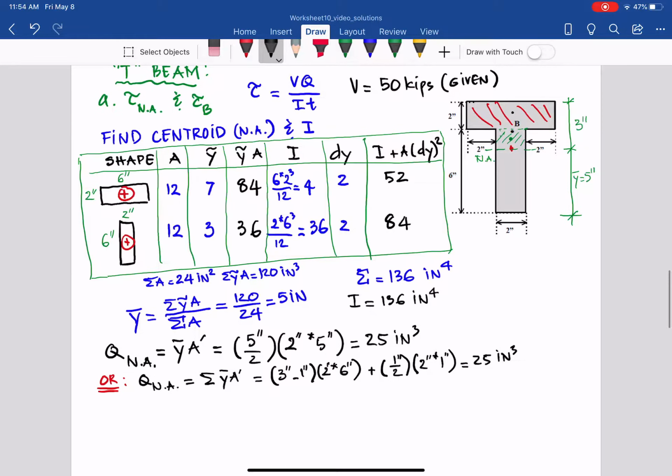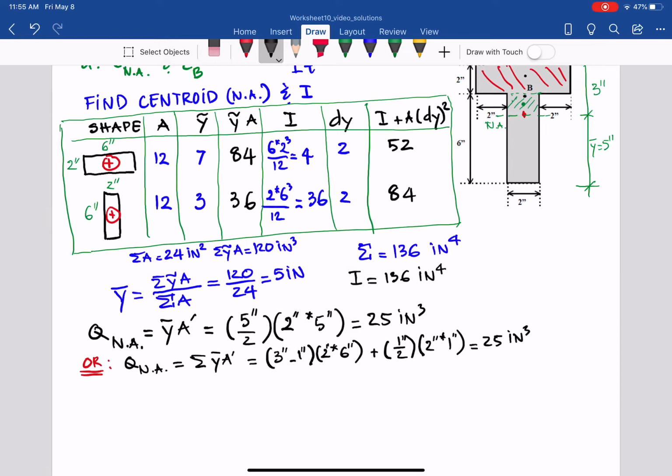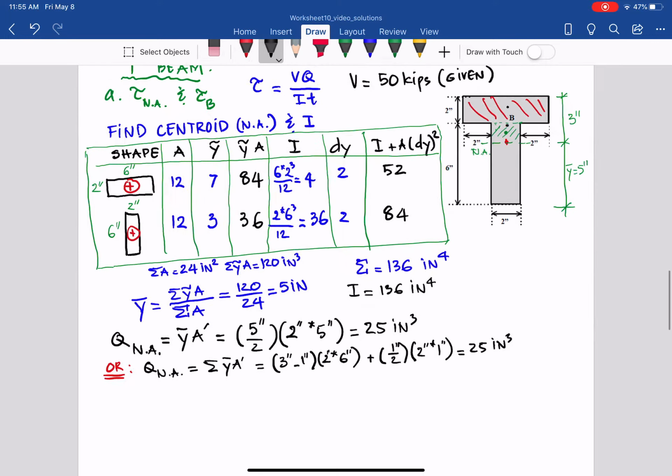So for the neutral axis, the Q, the first moment of outward areas at the neutral axis, you can do that to the top or to the bottom for the outward areas. If you do it correctly, you will get the same answer, in this case 25 inches cubed. If you don't get the correct answer, then go back and check for something wrong. For the quiz and the exam, if you have time, go back and check by doing Q both ways. They should give the same answer.